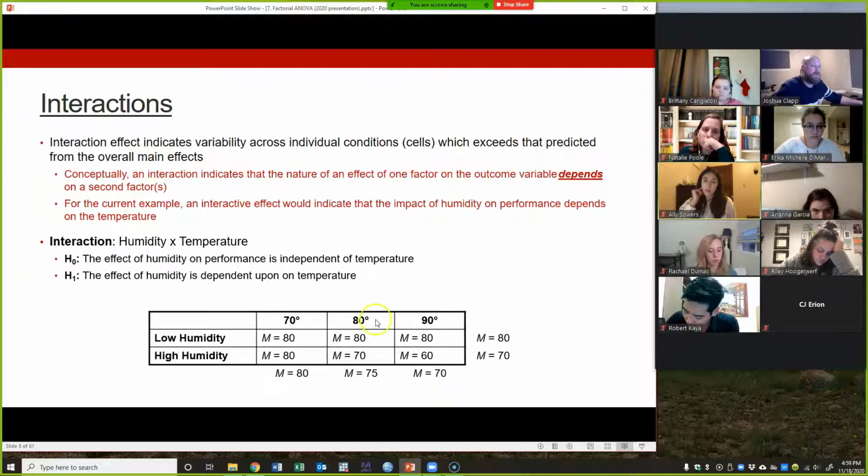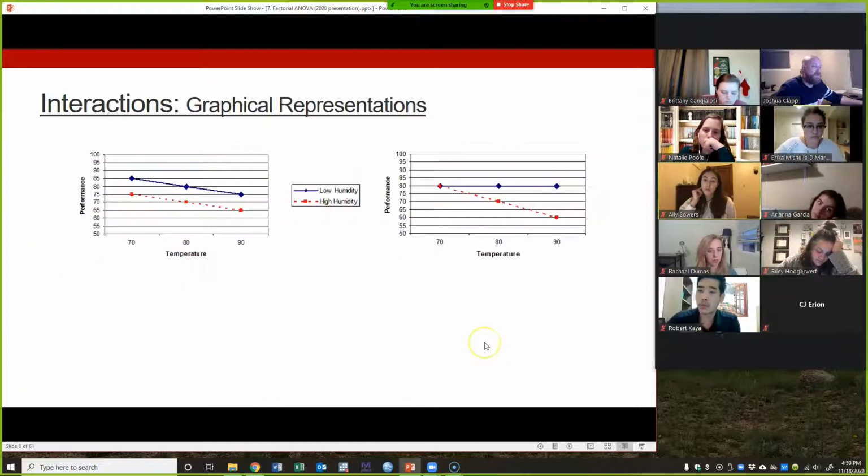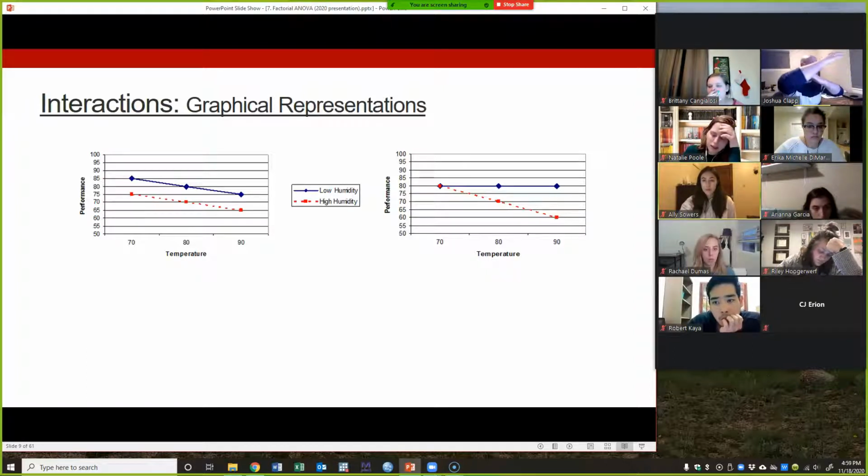Okay, this is hard to see sometimes within means, but as soon as we plot these out, it becomes very apparent. If I'm looking at a situation where all I have is main effects, I'm going to have parallel lines. Things are always going to look the same. As I start to have interactions, I start to get lines that aren't parallel. Here is my first example. I'm seeing performance decreases as temperature increases, no matter whether I'm talking about high humidity or low humidity. The difference between low and high humidity is the same no matter what temperature I'm looking at. So here we have main effects of temperature and humidity, but no interaction.